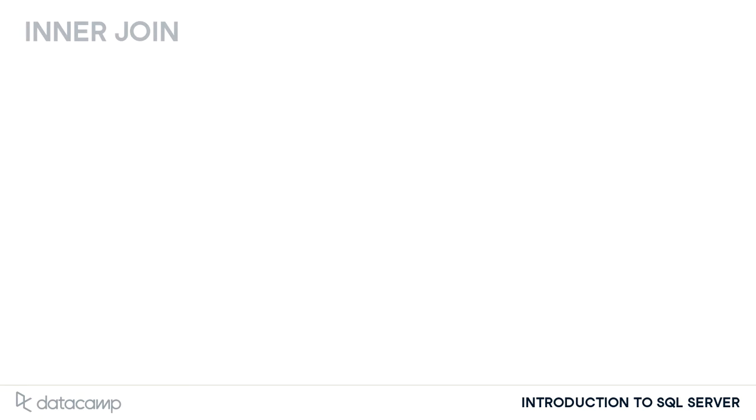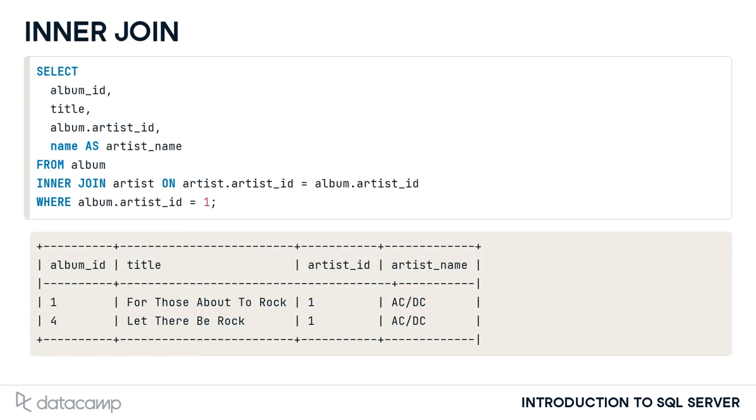We just saw the results of an inner join. We join the album and artist tables by matching the artist ID from the artist table to the artist ID in the album table. When selecting columns with the same name from different tables, you must fully qualify the column name. Otherwise, SQL Server will not know which table to select the column from. To fully qualify a column, you have to prefix it with the relevant table name followed by a period.